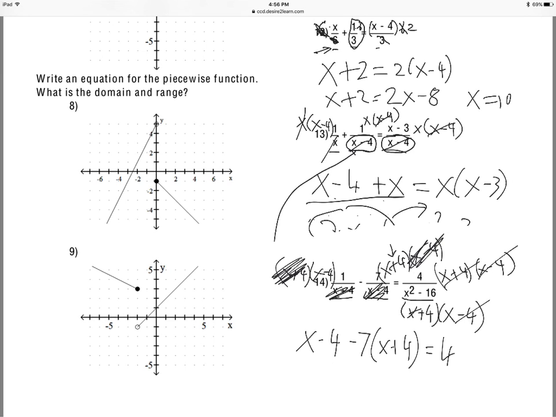But again, be careful, because if I check here, x cannot be negative 4, and here x cannot be positive 4, because I'll make 0. So you just have to check your answers at the end.